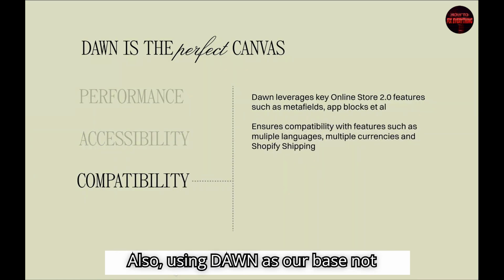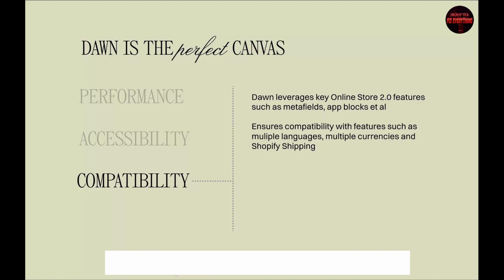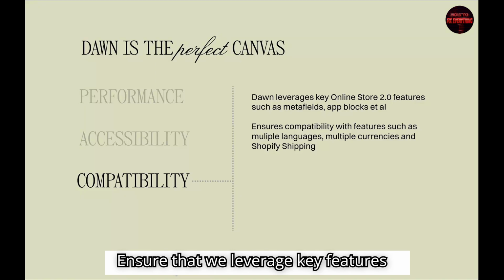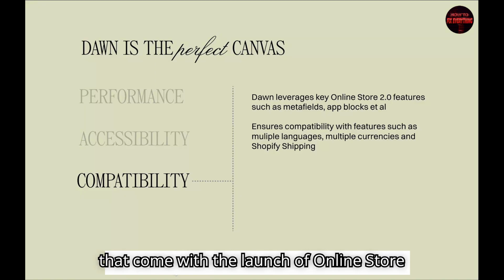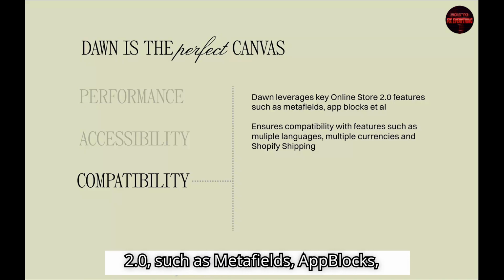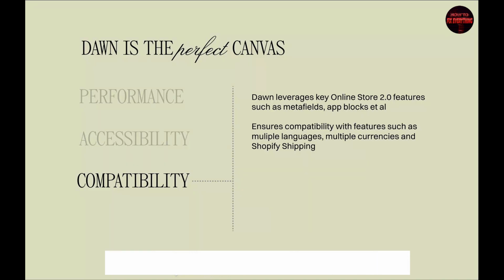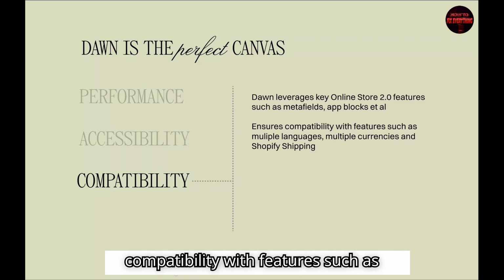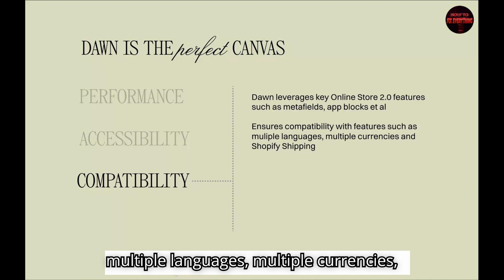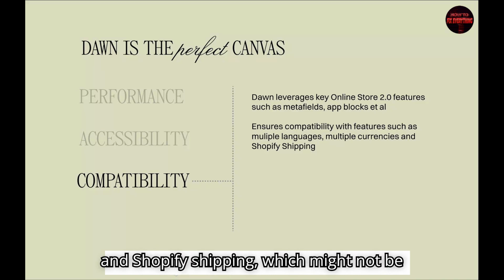Also, using Dawn as our base not only helps us ensure that all best practices are met, we also ensure that we leverage key features that come with the launch of Online Store 2.0, such as meta fields and app blocks, which might not be compatible with other themes. Also, we ensure compatibility with features such as multiple languages, multiple currencies, and Shopify shipping, which might not be compatible with other paid themes.